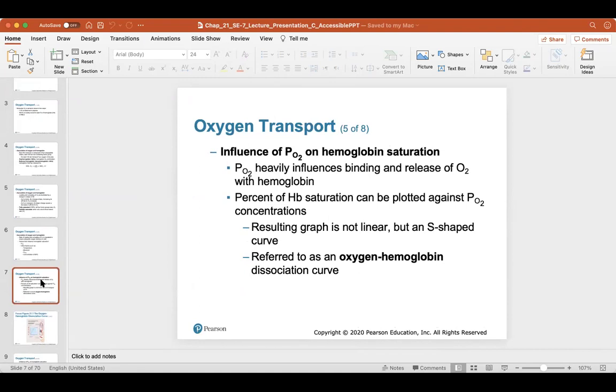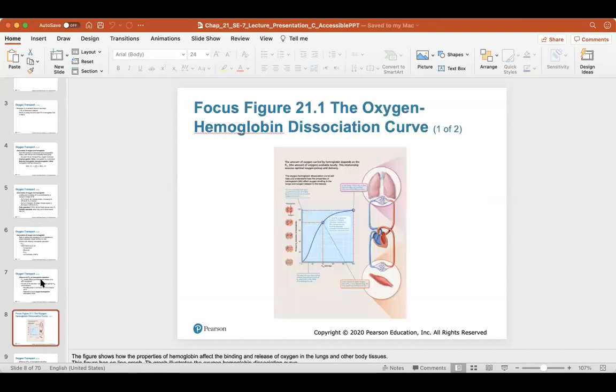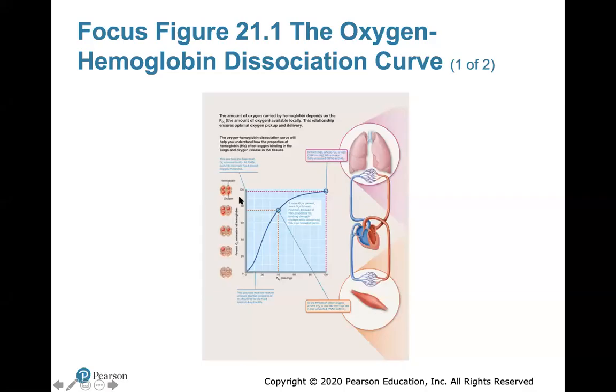The partial pressure of oxygen heavily influences the binding and release of oxygen with the hemoglobin, and the percent of hemoglobin saturation can be plotted against the partial pressure of oxygen concentrations. The resulting graph is not linear, but S-shaped, and we refer to this as the oxygen hemoglobin dissociation curve, which is what we'll talk about. So this is a look at the oxygen hemoglobin dissociation curve. And what it basically is showing, this axis tells you how much oxygen is bound to hemoglobin.